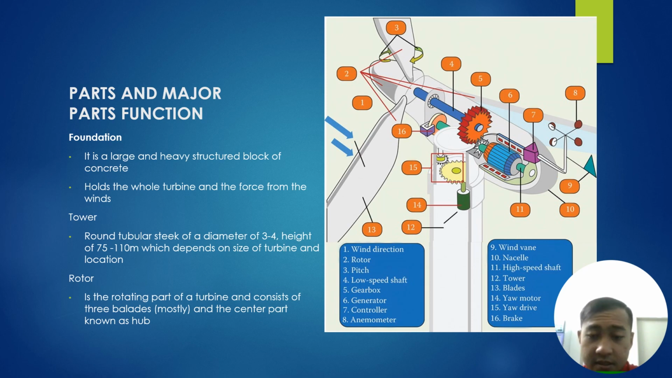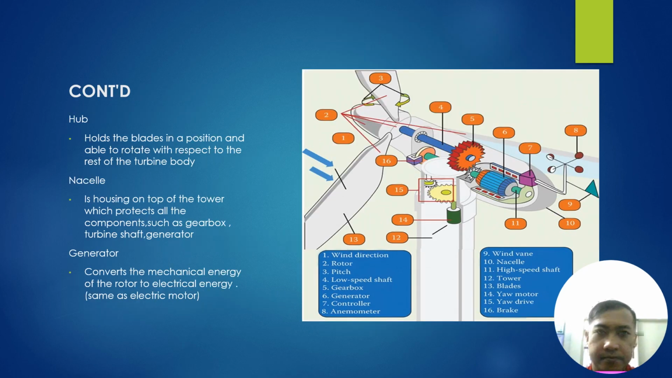The third one is the rotor. It is the rotating part of a turbine and consists of mostly three blades, and the center part is known as the hub. We continue with the next part of the wind turbine, which is the hub, where it holds the blades in position and is able to rotate with respect to the rest of the turbine body.